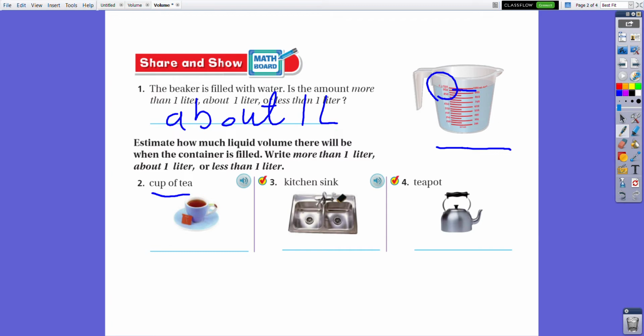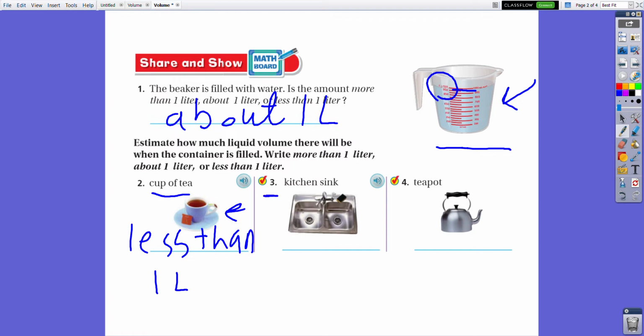When I'm comparing the size of this cup with this beaker, which one is bigger? Of course, the beaker. So this is less than this beaker, so it holds, of course, less than 1 liter, right? Because it's a very small size.